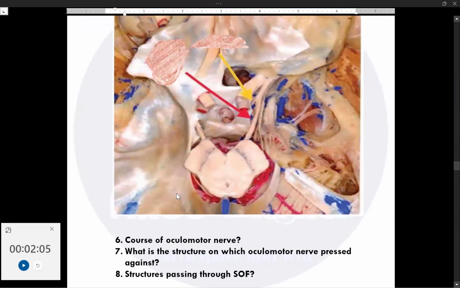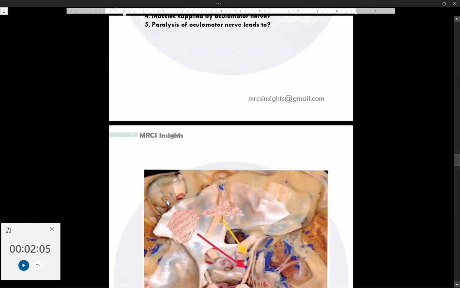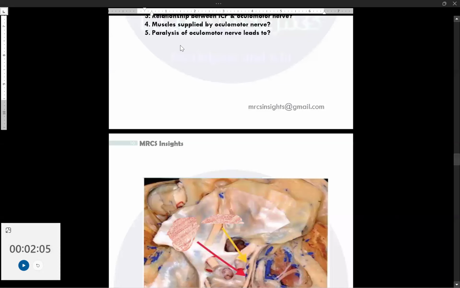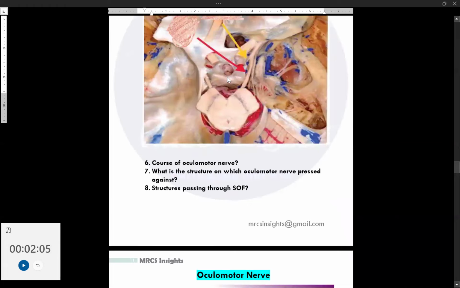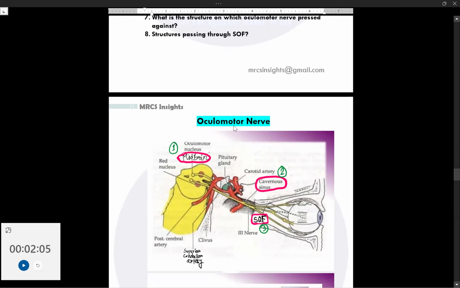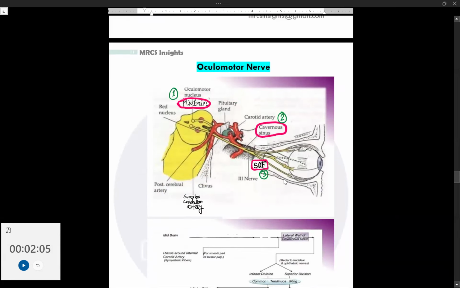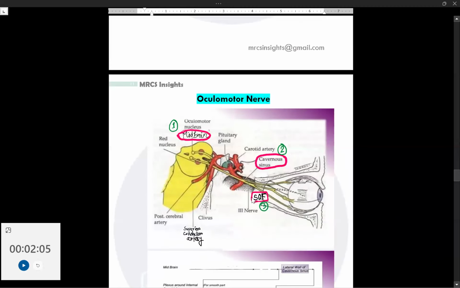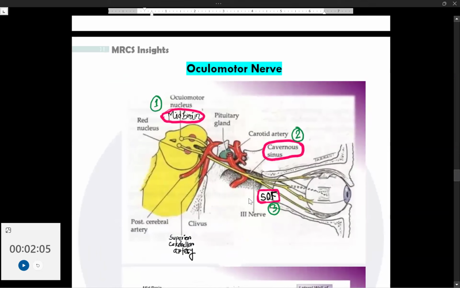within just 8 minutes. Excellent, Dr. Fayaz. Thank you. Okay, so basically nowadays this oculomotor nerve is frequently coming in exams. So you have to know about the oculomotor nerve in an expanded way: its course, the structures it may be pressed against, and also the clinical features of oculomotor nerve palsy, details about that. So I add here some easy pictures to remember. Okay.